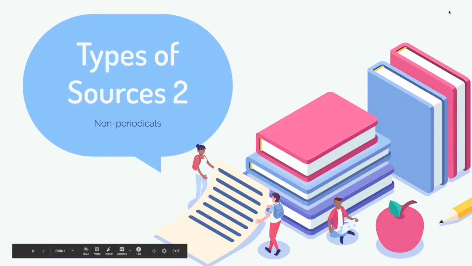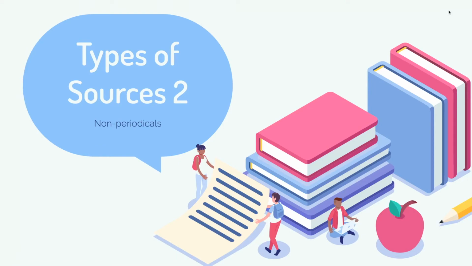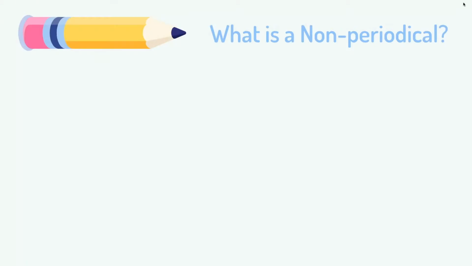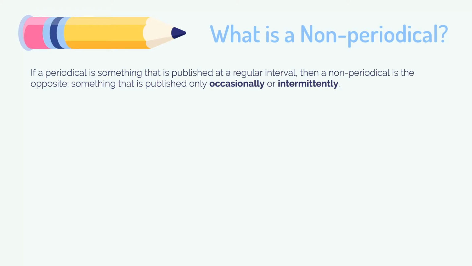So in this video, you're going to learn more about non-periodical sources. So let's first define a non-periodical. If a periodical is something that is published at a regular interval, then a non-periodical is the opposite, something that is published only occasionally or intermittently. Let's look at some examples.